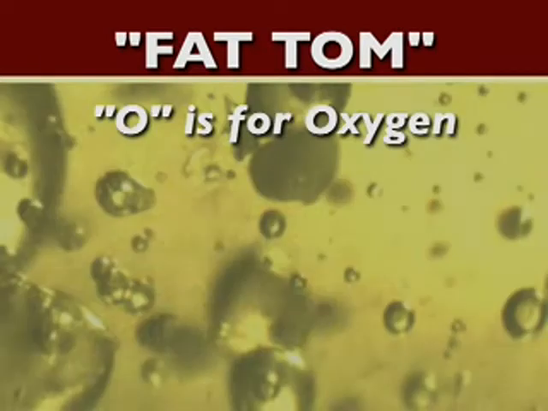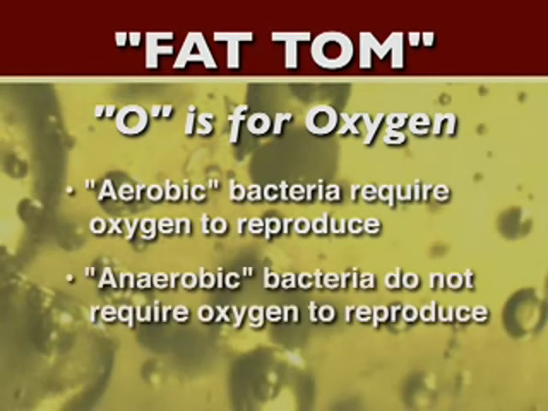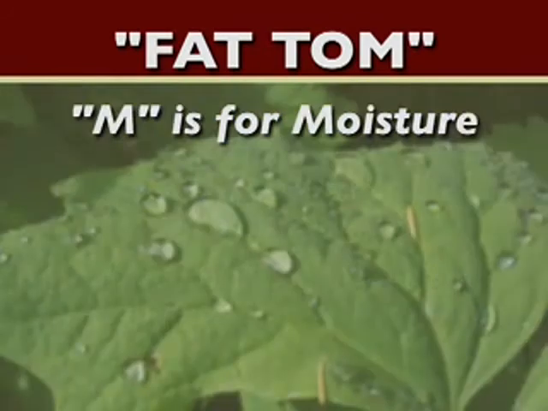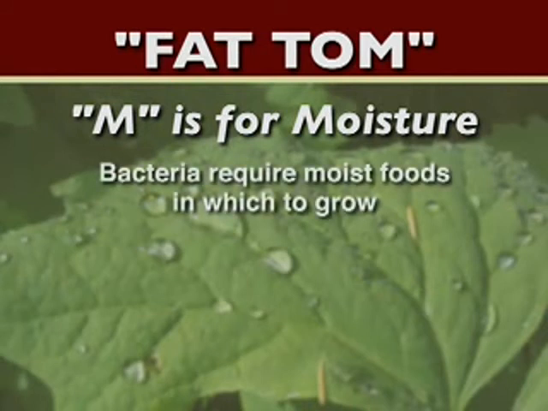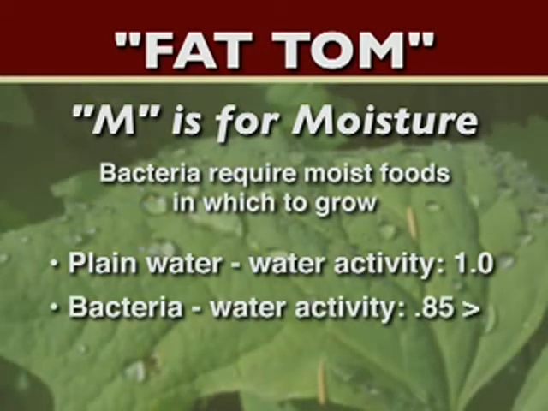The O in FAT-TOM stands for oxygen. Some bacteria require oxygen. These organisms are considered to be aerobic. Some do not require oxygen. These organisms are called anaerobic. The M in FAT-TOM stands for moisture. Bacteria need a moist food to grow in. Plain water has a water activity of 1.0. Bacteria require water activity of 0.85 or higher.